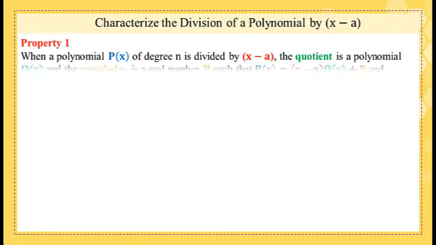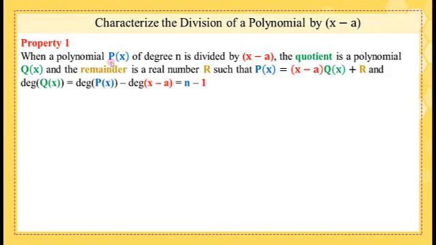Characterize the division of a polynomial by x minus a. Property. When a polynomial P of X of degree n is divided by x minus a, then the quotient is a polynomial denoted by Q of X, and the remainder is a real number denoted by R, such that P of X equal parentheses x minus a multiplied by Q of X plus R, and the degree of Q of X is equal to the degree of P of X minus degree of x minus a, which is equal to n minus 1.